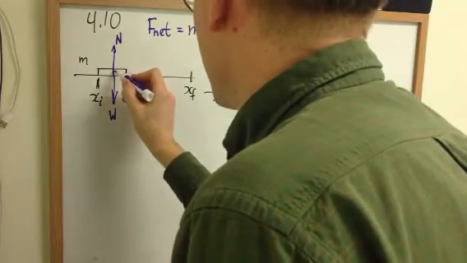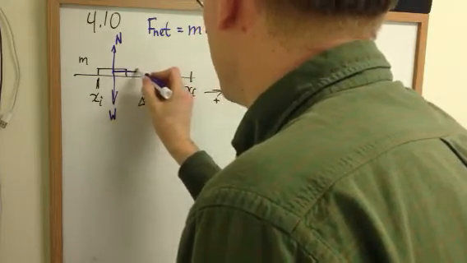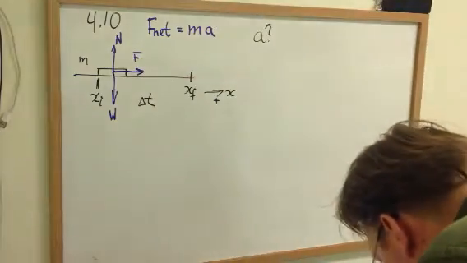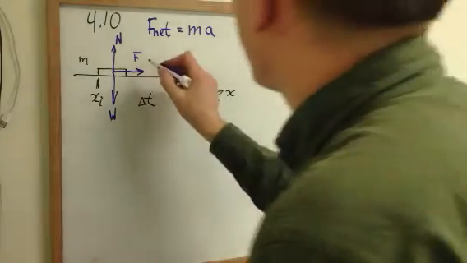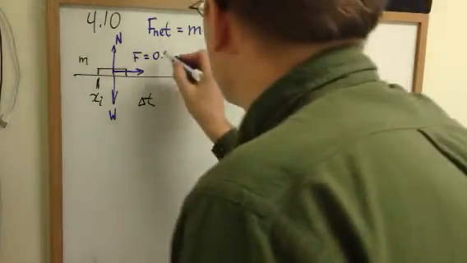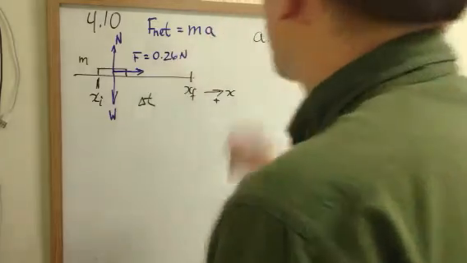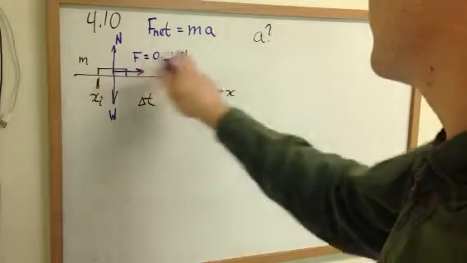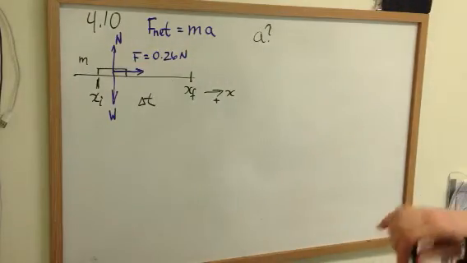But in the horizontal direction, because it's frictionless, there's only one force. That was the force of the hockey stick. And it's given. In my case, it's 0.26 newtons. So that force is going to cause this mass to accelerate. So we can figure out what that is.